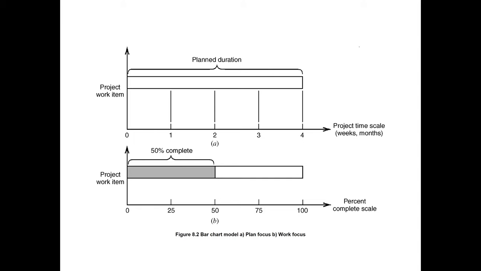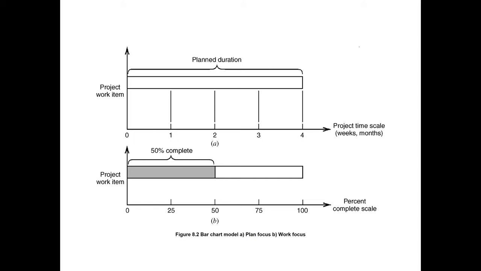Now, whatever work has been completed, we can color. For example, in B they say that 50% of the work is complete. So we can say the upper one is our planning scheduling model, and the lower one is a control model, showing how much work is complete, whether we are completing the project faster or are behind schedule. This helps us in controlling, and it also tells us how much work is complete. Here it mentions that 50% of the work is complete, so half of the project is complete for this activity.